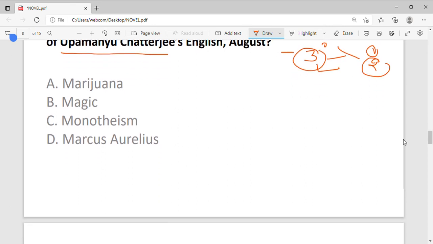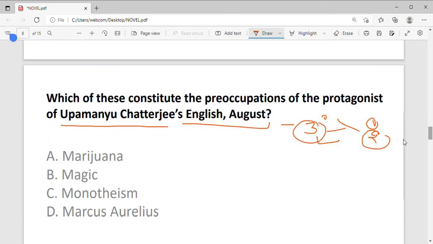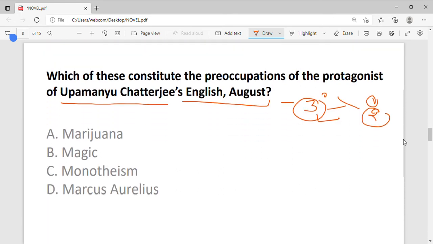He has written this work called English, August. English, August is a novel about Agastya, a character here. Upamanyu Chatterjee was a civil servant, and his character in English, August has a mind filled with thoughts, always inclined towards things like marijuana, masturbation, and reading the Meditations by Marcus Aurelius. So these are the two things he keeps himself involved in. Make sure you at least take a look at his summary if you find it anywhere, and I'll also be providing it on my Telegram channel.